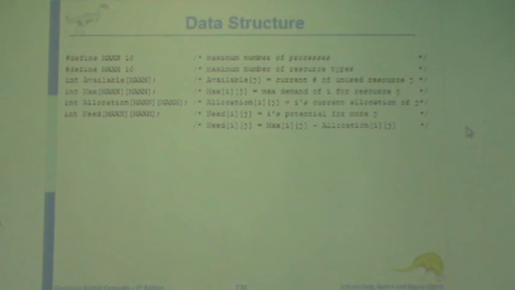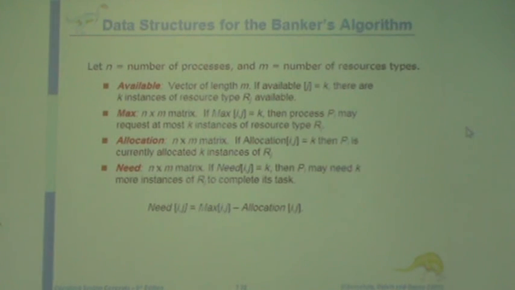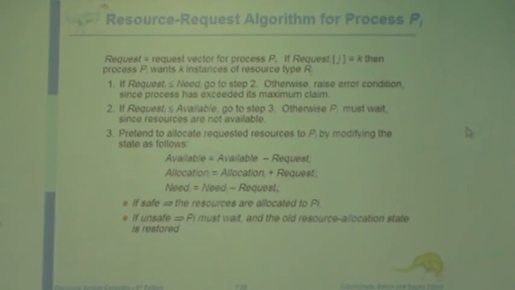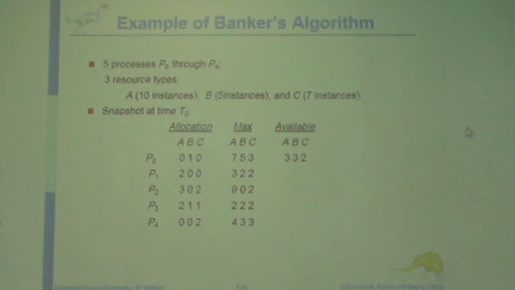So we use available, max, allocation, and need. If we can find a sequence of the processes which makes a safe state, then we can avoid the deadlock. This is an example of the Banker's algorithm. I like this kind of style question, definitely, the kind of math question. Then you should be able to understand the algorithm itself.